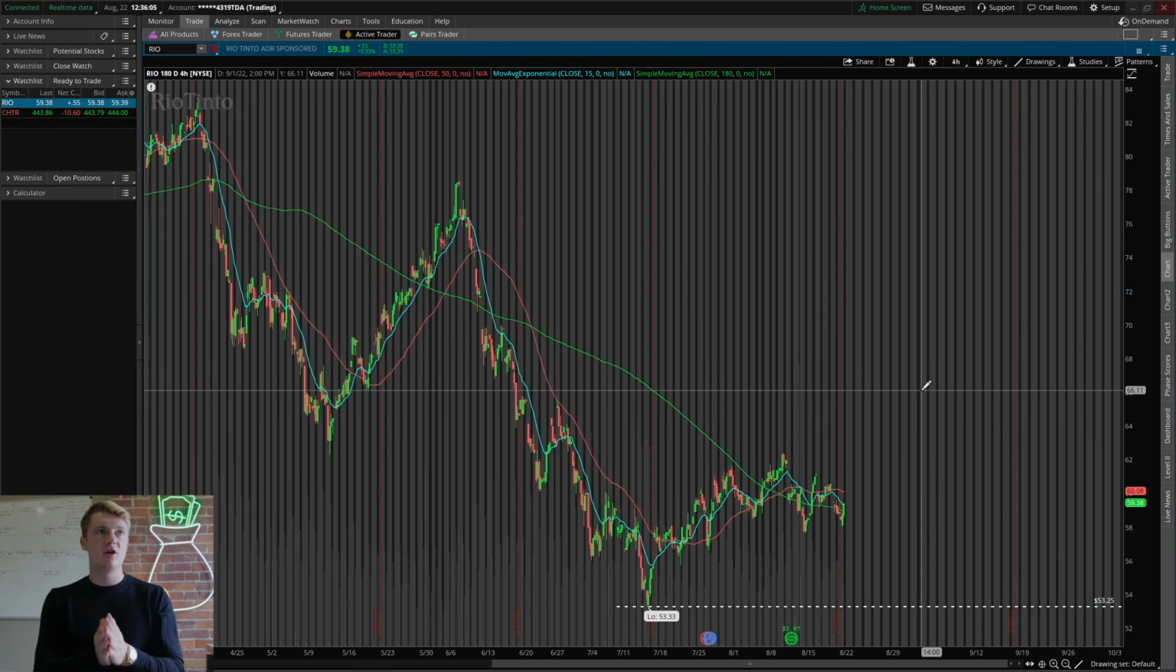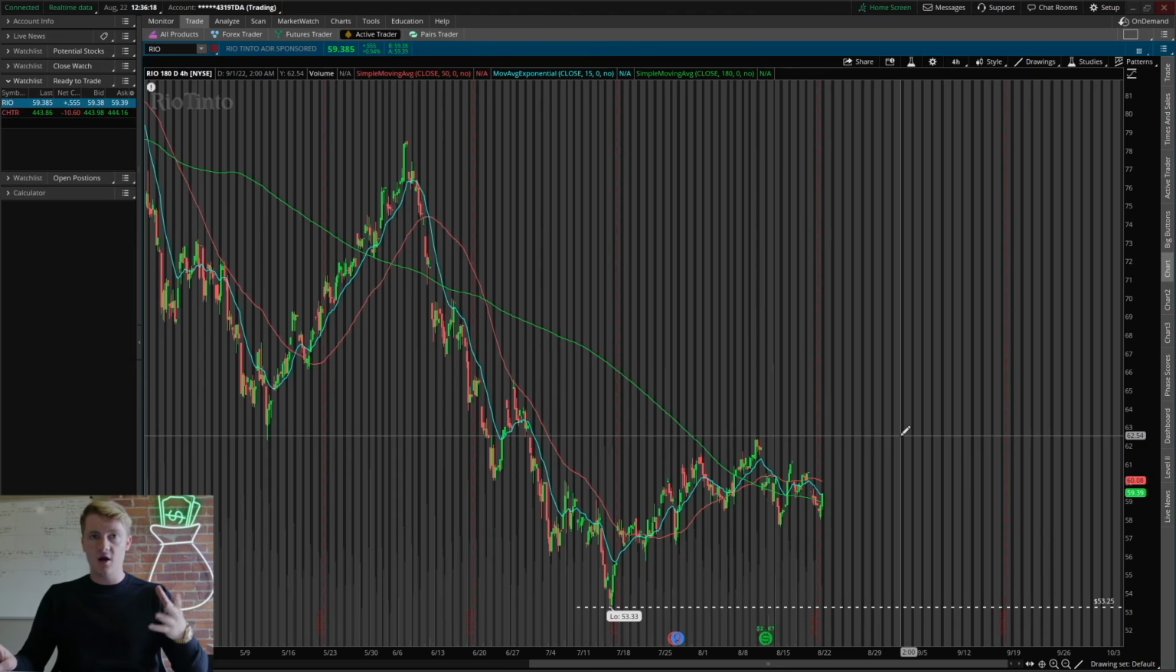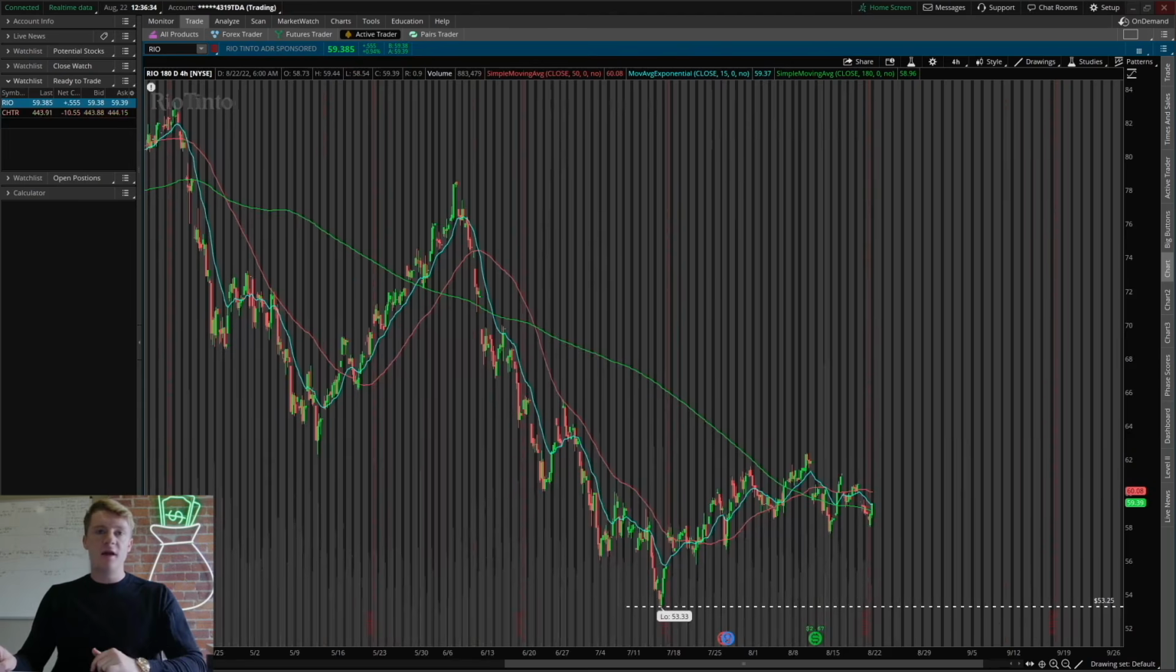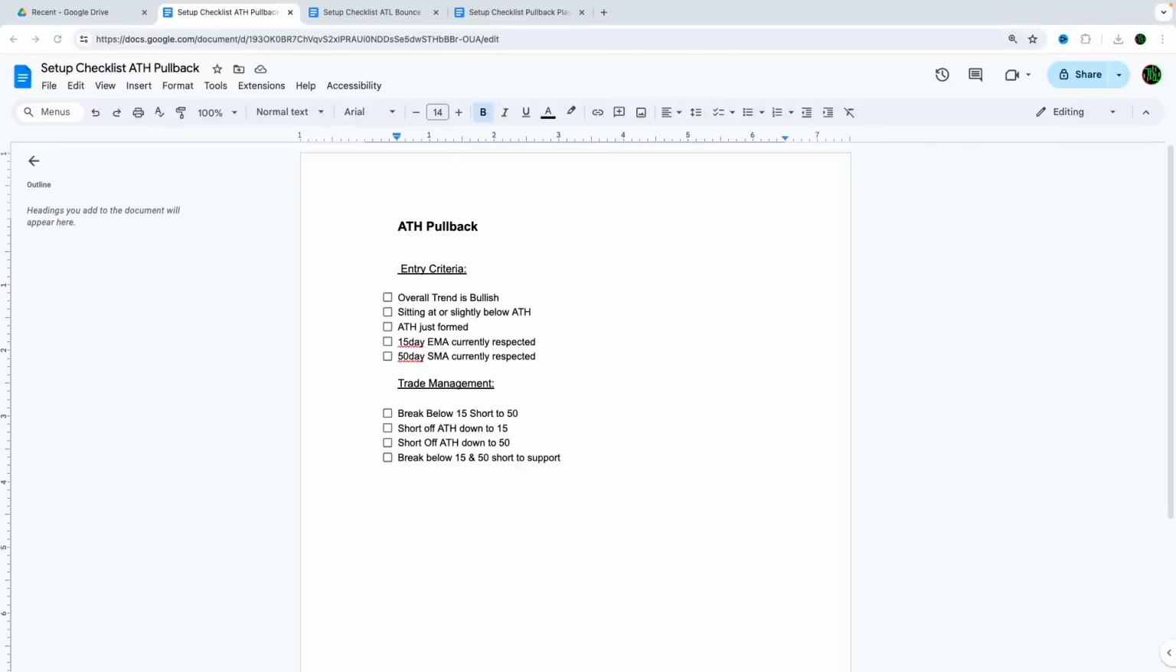You can play a chart that looks like Rio, but know that the chances of that trade actually playing out as you predicted are less due to the fact that you can only check off a couple boxes on that checklist. All right, let's move on to the next setup.